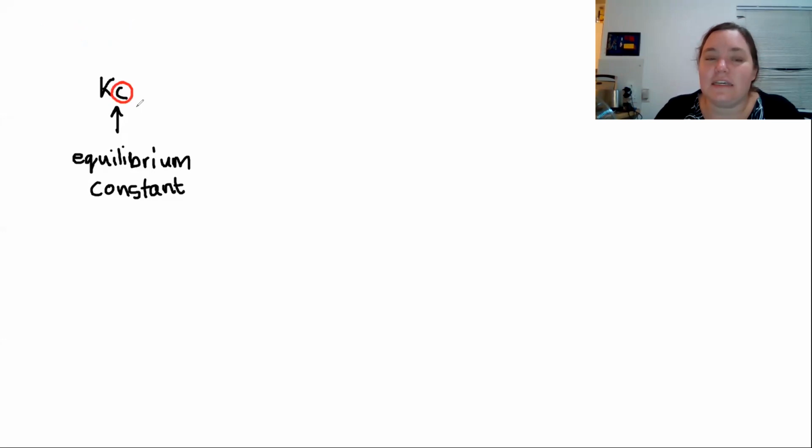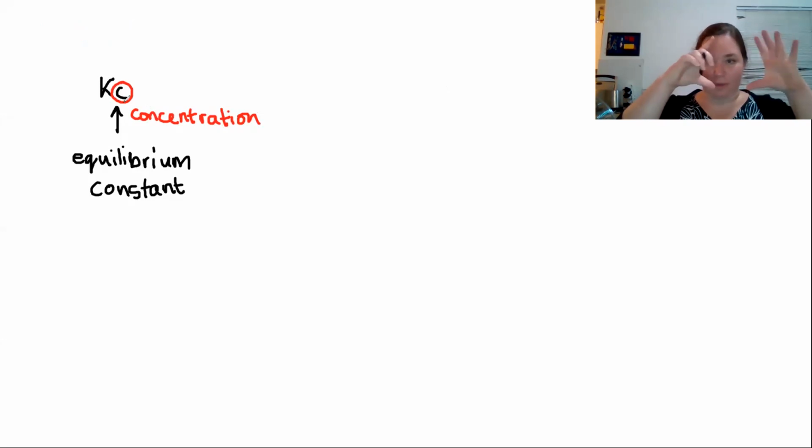Kc, the C stands for concentration. So we are specifically dealing here with the equilibrium constant for concentration. It's capital K, uppercase K, lowercase c. You're never going to be dealing with any of the other ones other than your Kw, but that we'll discuss under acids and bases at a later stage, when we do acids and bases.